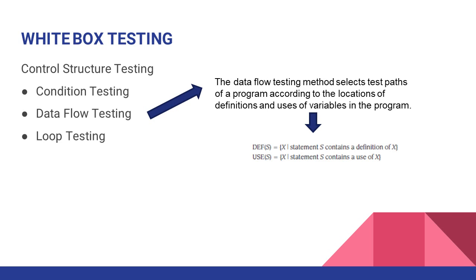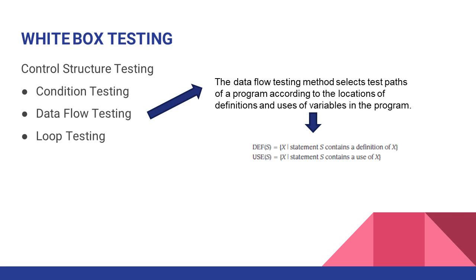If a statement s is an if or loop statement, its DEF set is empty and its USE set is based on the condition of statement s. The definition of variable x at statement s is said to be live at statement s' if there exists a path from statement s to statement s' that contains no other definitions of x.